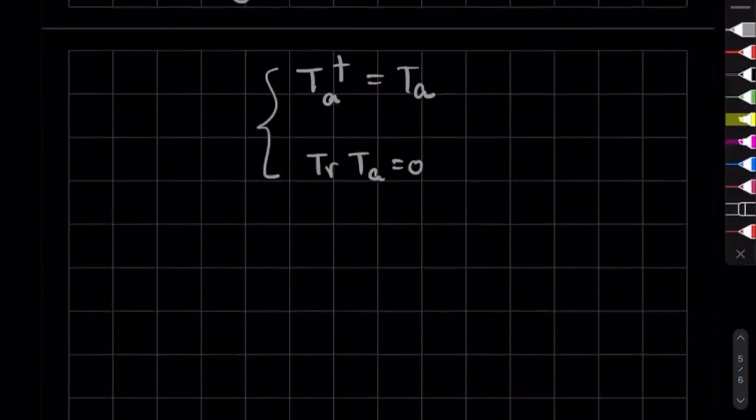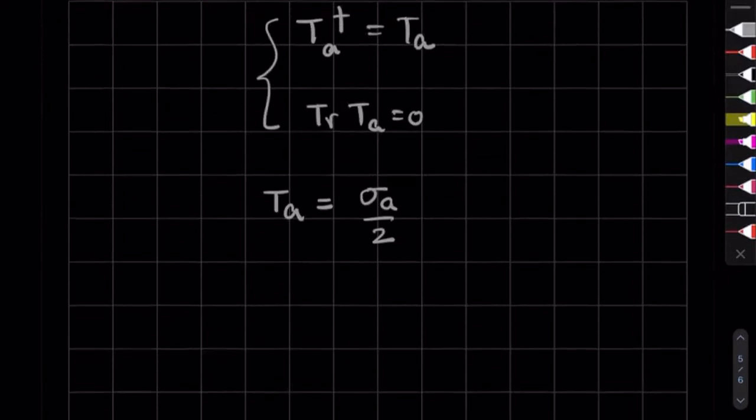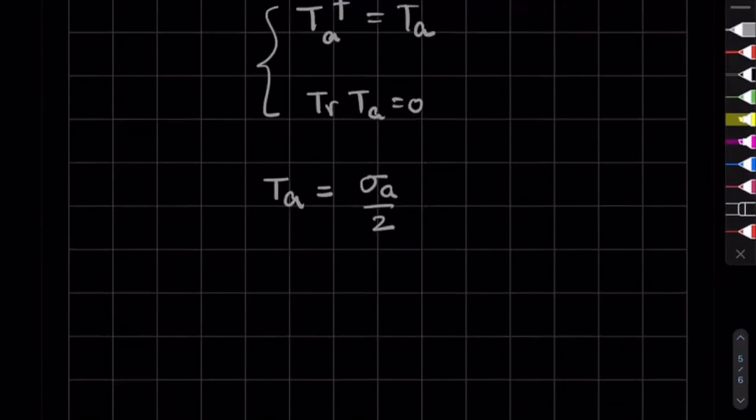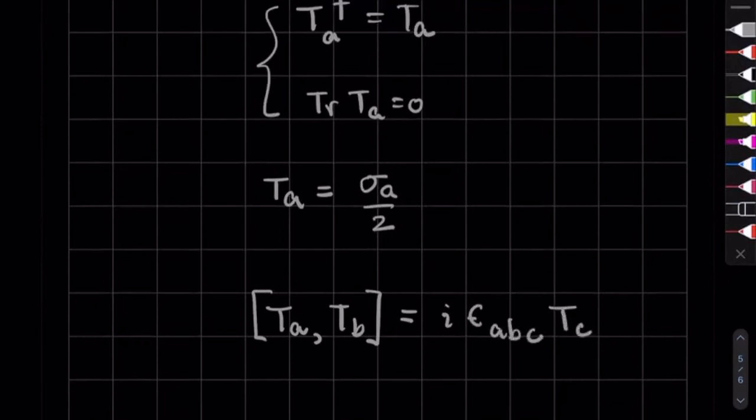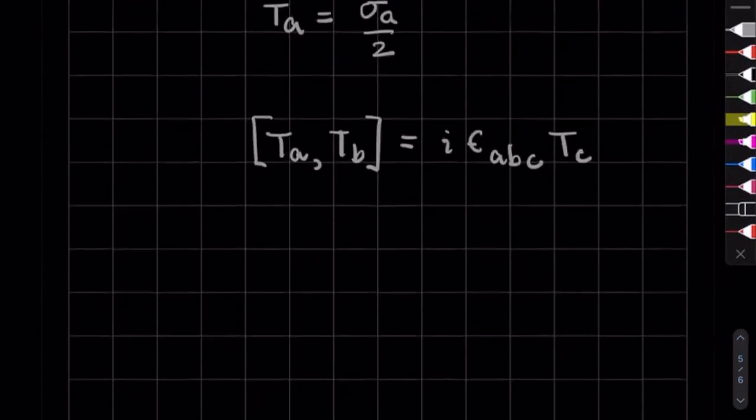In 2 by 2 dimensions, there are only, sorry, 3 of these matrices, and they are proportional to the Pauli matrices. So we can choose our TAs to be the Pauli matrices divided by 2. The factor of half is conventional, consistent with quantum mechanics. Now you can show that these matrices satisfy this algebra. So this is the angular momentum algebra.